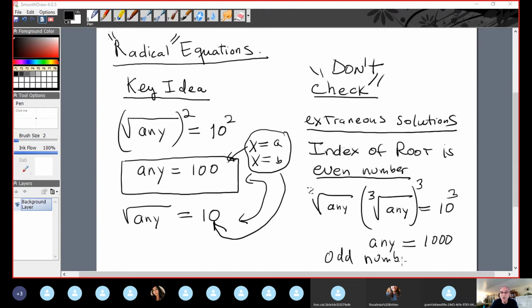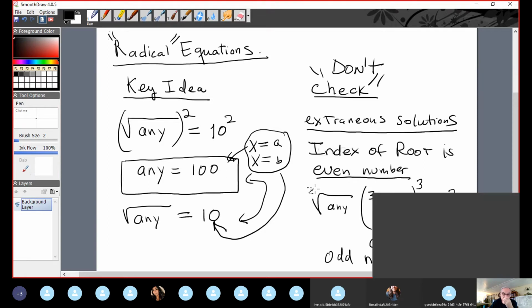See, the index is odd numbers. Odd number means 3 or 5 or 7, no? You don't need to check. See, the index is even. This is a square root or 4th root. You need to check it. I'm going to leave it open in case it's running late.